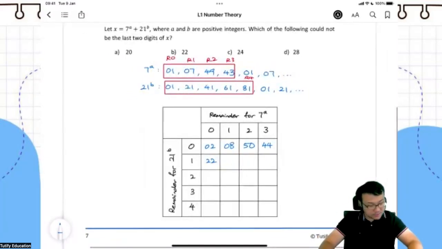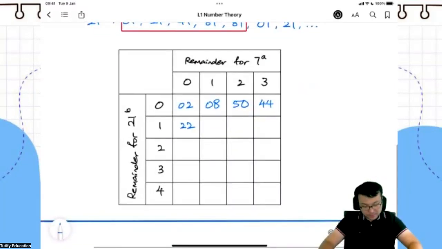Now you get how to fill up the table? Okay, very good. So students, this is how you fill up the table. Now, after going through the same process, we shall continue filling up the entire table. Okay?